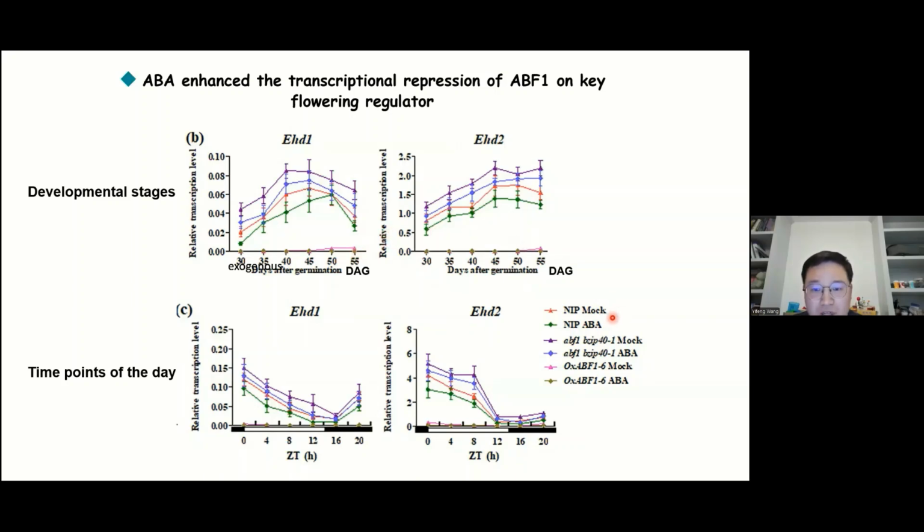And the application of ABA suppressed the expression of these two genes in all the different genetic backgrounds. And we also detected these two genes' expression level in these materials during the time course of a day, and it shows a similar tendency.